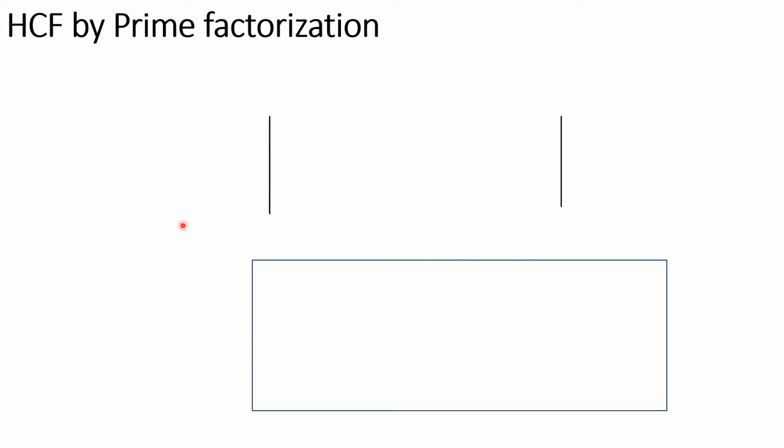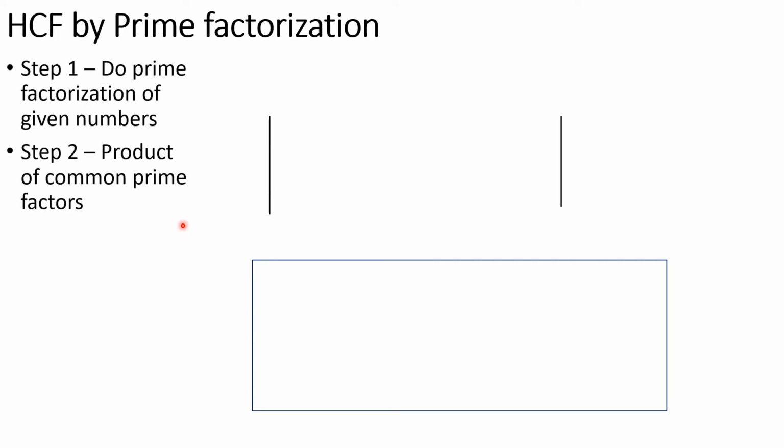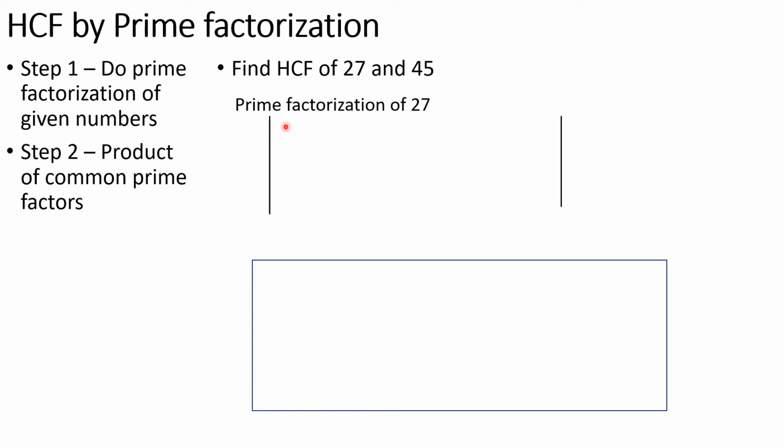Let us do one more question. Steps will be the same. Here the question is: find HCF of 27 and 45. At first we will find the prime factorization of 27, and we know that 27 is divisible by 3. So we divide by 3 and write the quotient here. Here 3 nines are 27, and 9 is again divisible by 3. It is 3 threes are 9, and 3 is a prime number, divisible by 3 only, 3 ones are 3. So the prime factorization of 27 is 3 multiplied by 3 multiplied by 3.